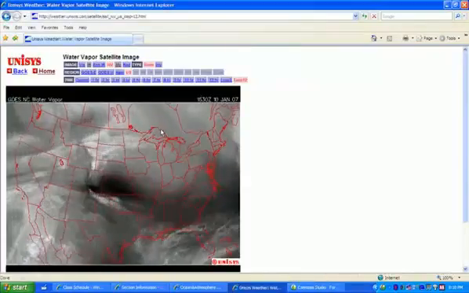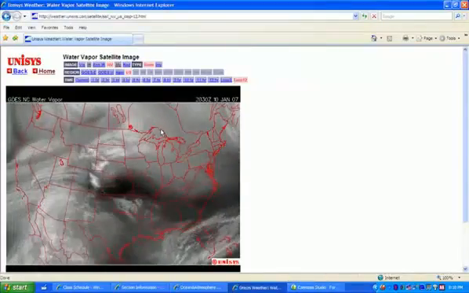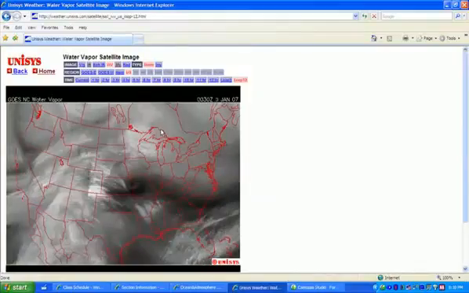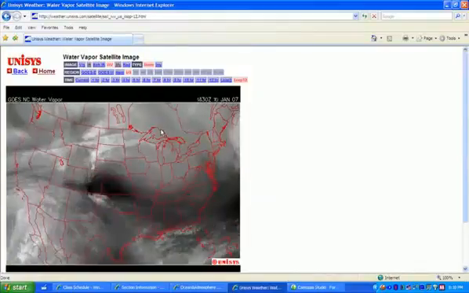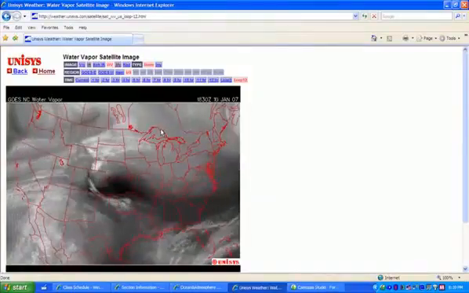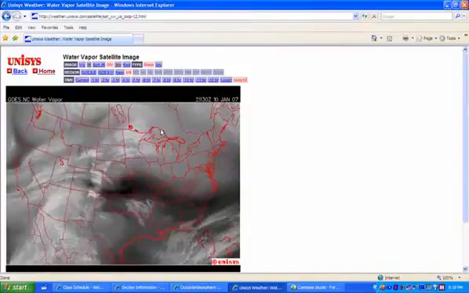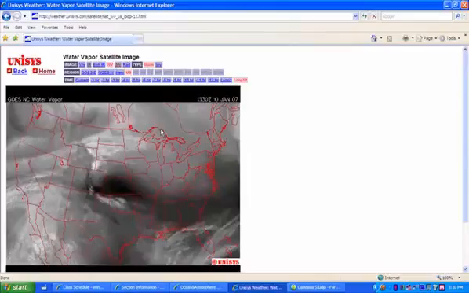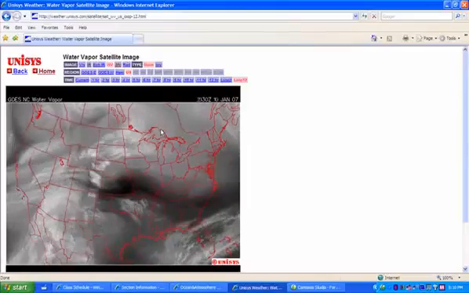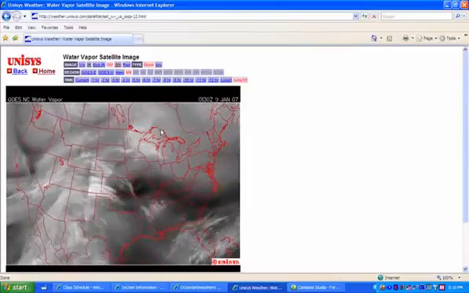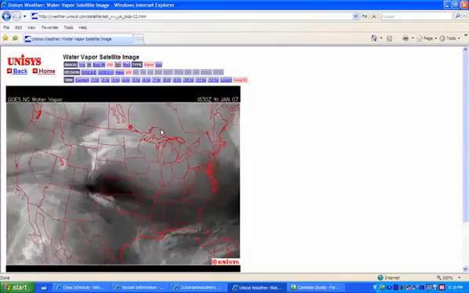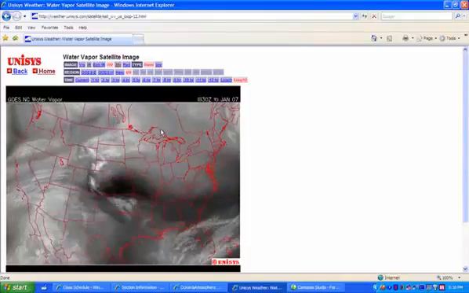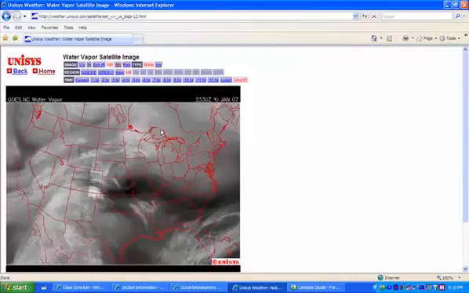Now, water vapor, again, this is the Unisys site. Water vapor looks somewhat similar to the infrared satellite imagery. However, the features are a bit more striking in the water vapor loop. You will notice areas of darker color and lighter color. The darker areas correspond to drier air. The lighter colors correspond to moist air.